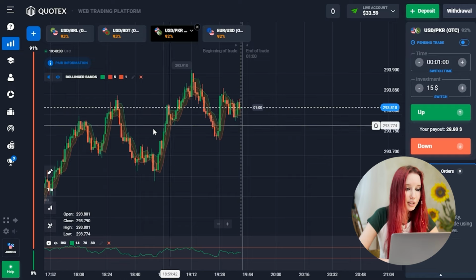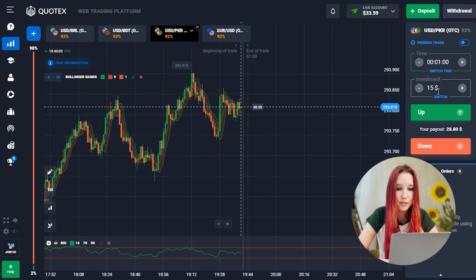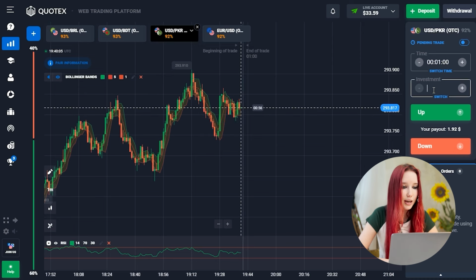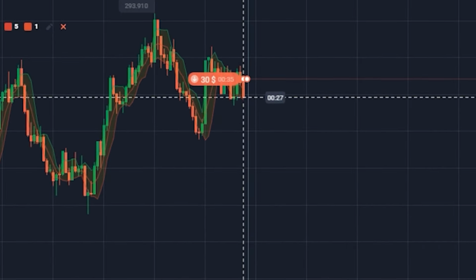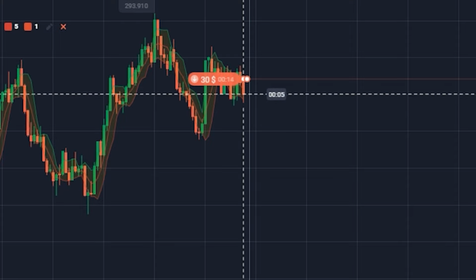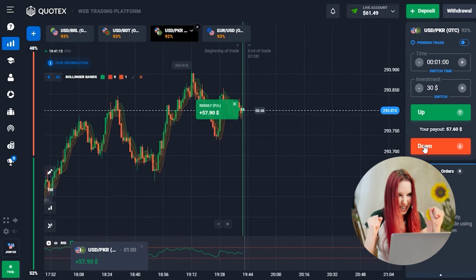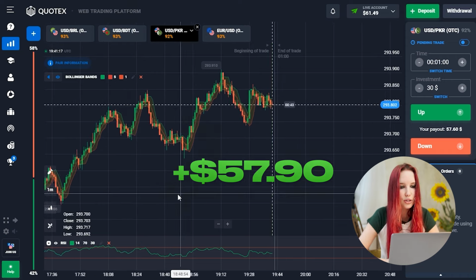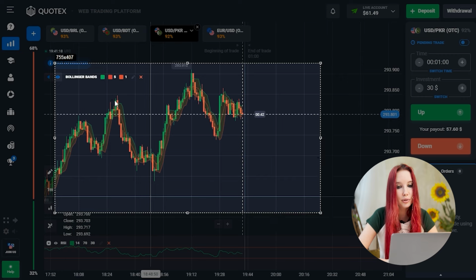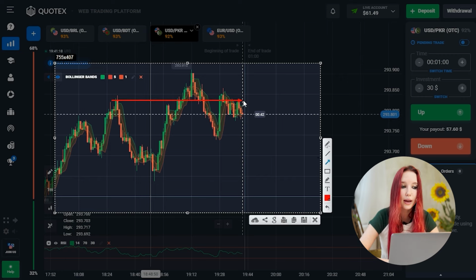And now let's go back to the trading session. On this currency pair, we see that the candle has reached the upper Bollinger line, so I changed my investments and open a trade down. Great, I'm in profit. And as we can see here, the price reached the resistance level and began a downward movement, and I want to move on to the next currency pair.